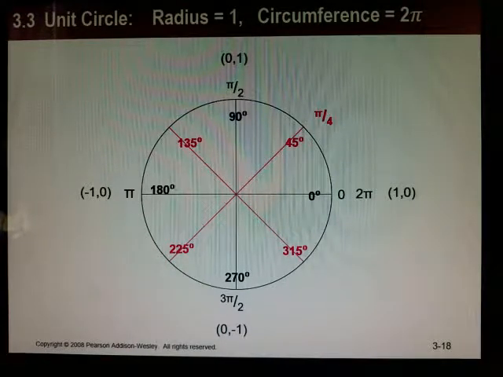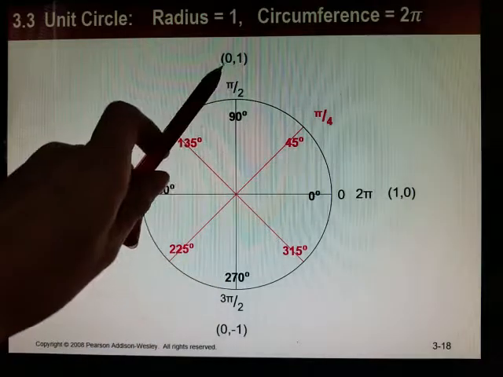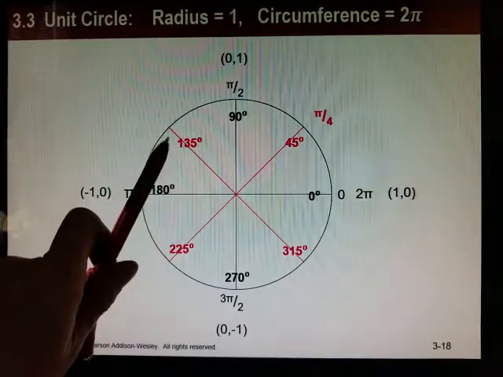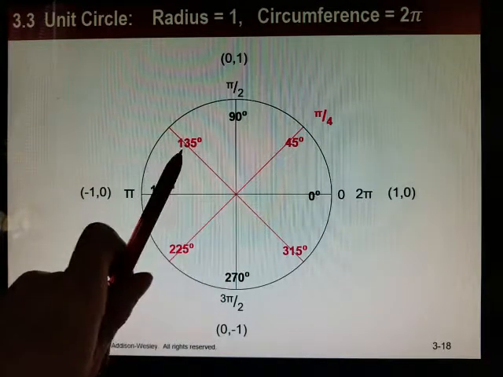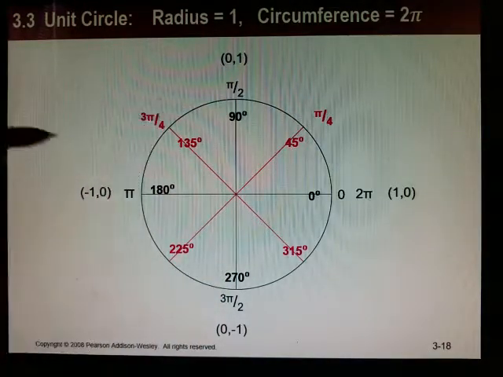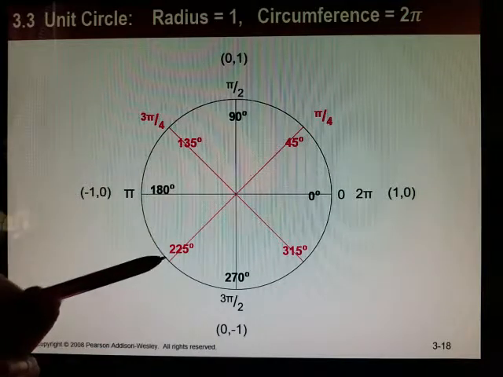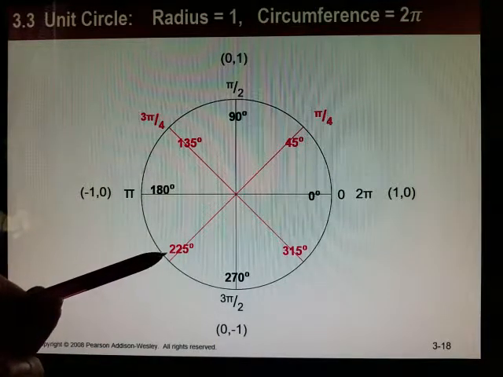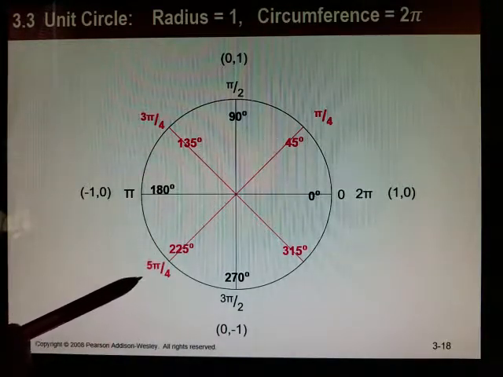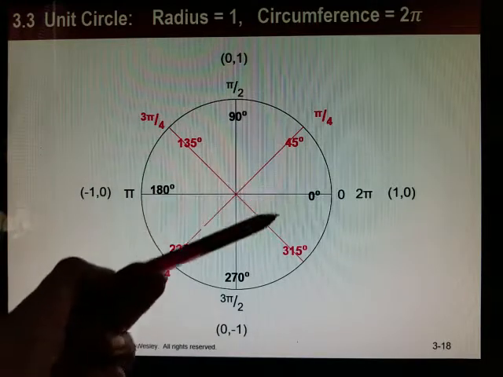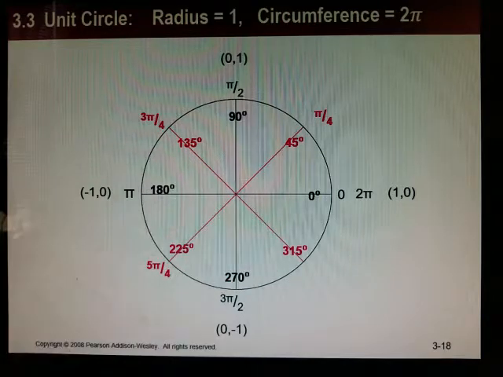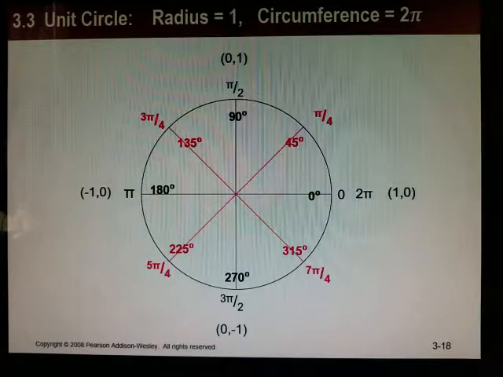Right now we're going to go to the radian measure. When we're going from 0 to pi halves, halfway would be pi fourths. If I ask myself, how many pi fourths does it take to get to 135 degrees? 45 divides into this 3 times, so that would be 3 pi fourths. Then how many times would 45 divide into 225? If you do the division, that would be 5 of them, so 5 times pi fourths. Again, how many times does 45 divide into 315? You could use a basic calculator, 315 divided by 45, and you'll find it goes in 7 times. So that would be 7 pi fourths.